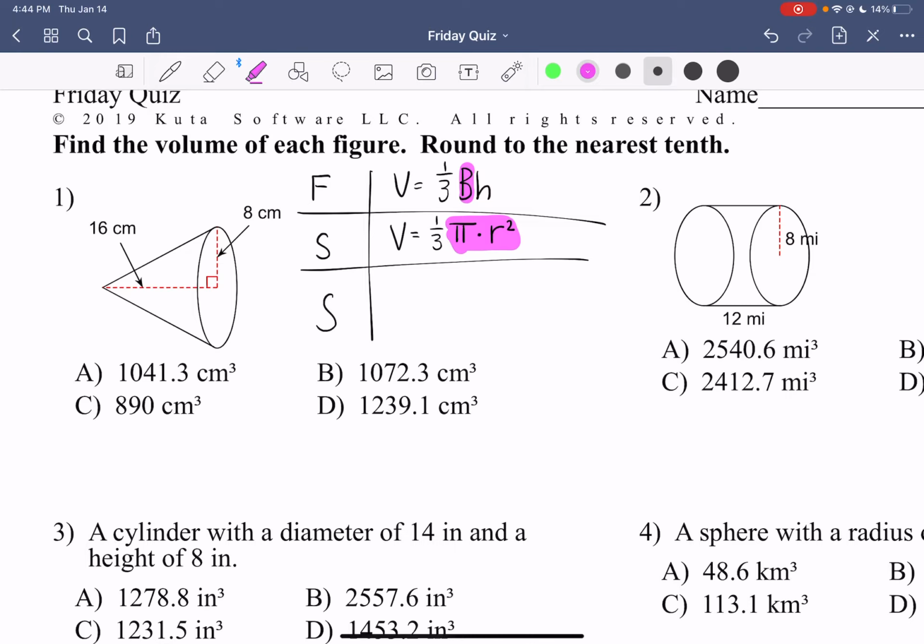But we know that our radius is now, rather than writing radius, we're going to be able to write this 8 here. So I'm going to turn this R into an 8, times the height, which is 16 over here. So I'm going to turn my height into 16. So now we have 1/3 times pi times 8 squared times 16. And so in your calculator, you can type that out.